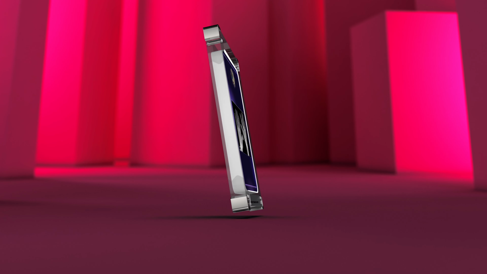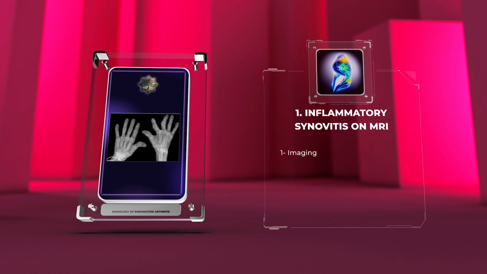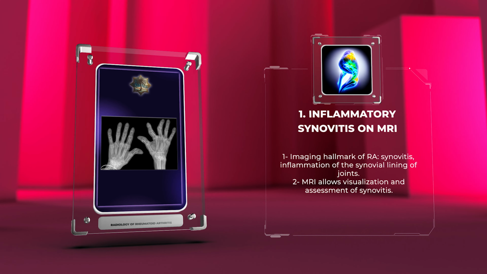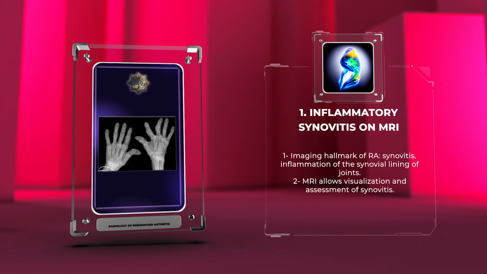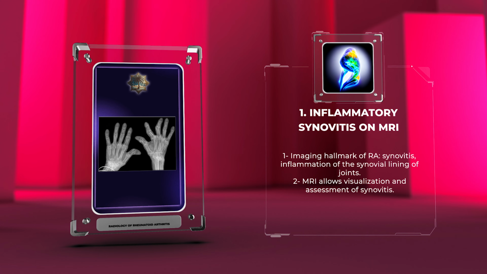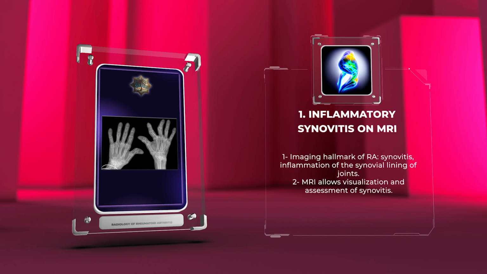Let's begin our exploration by looking at the imaging hallmark of RA, which is synovitis, or inflammation of the synovial lining of joints. Magnetic resonance imaging, MRI, allows for excellent visualization of this inflammatory process, enabling radiologists to identify and assess the extent of synovitis.